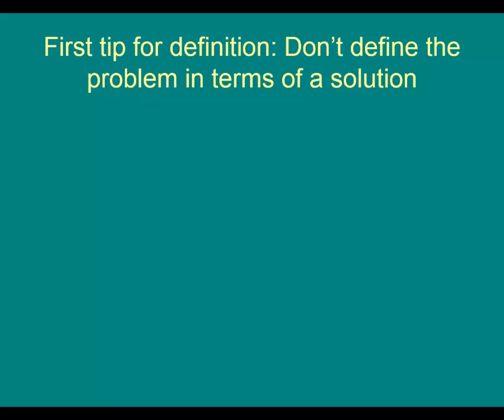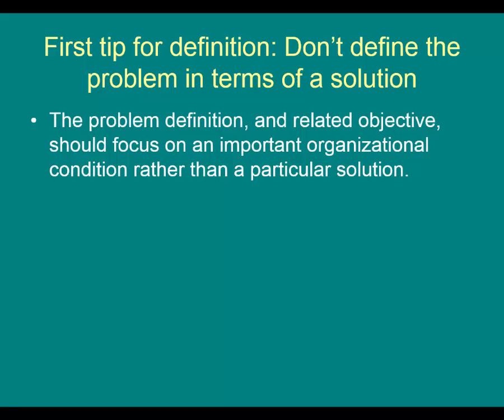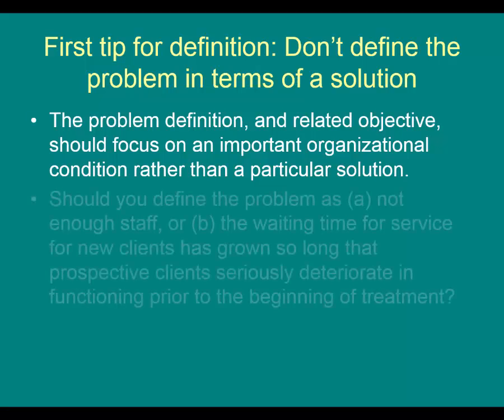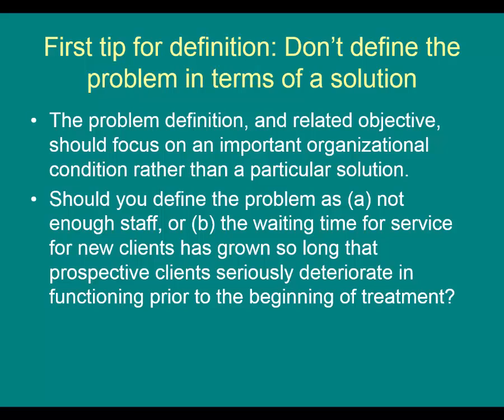First tip for definition, don't define the problem in terms of a single solution. Problem definition and related objectives should focus on an important organizational condition rather than a particular solution. Should you, for example, define the problem as A, not enough staff, or B, the waiting time for service for new clients has grown so long that prospective clients seriously deteriorate in functioning prior to the beginning of treatment? I hope you see the second one as being the superior one. The first one is defining the problem in regard to a single solution.